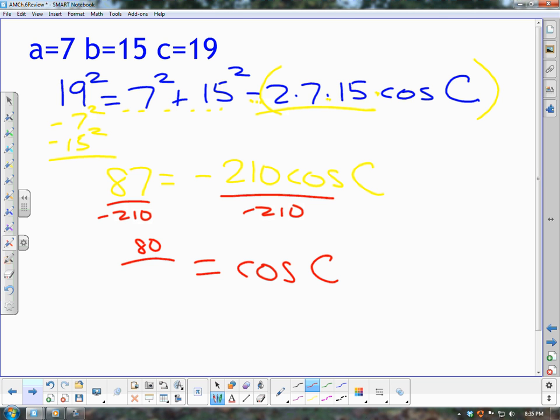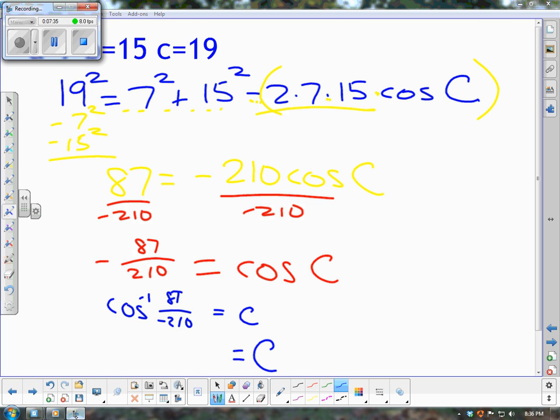87. Wow, that's not a 7. I'm having problems with just simple writing of numbers. Over a negative 210, and so then C is equal to the inverse cosine of that. And so angle C is equal to 114.5 degrees.